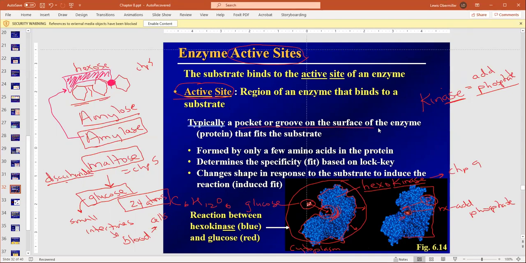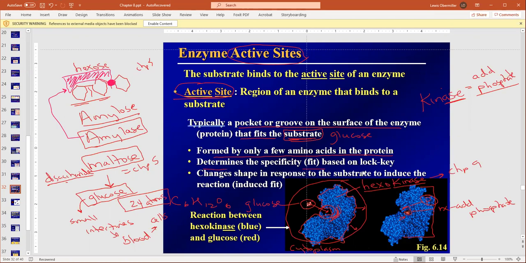It's usually a pocket or a groove on the surface of an enzyme that fits the substrate. So remember, the enzyme here is the hexokinase, and the substrate is glucose. Make sure that you guys know these terms, especially substrate, because it's not a normal term. It's just used in biology and science. Remember, it's only made by a few amino acids on the protein, and in this case, you know, we would want to transfer a phosphate.